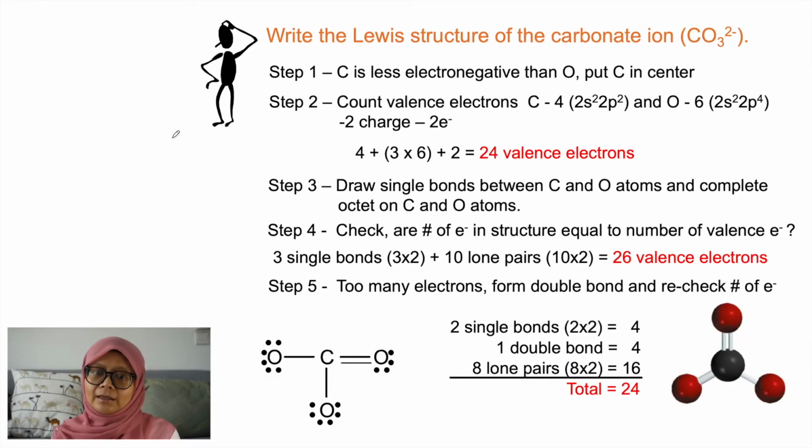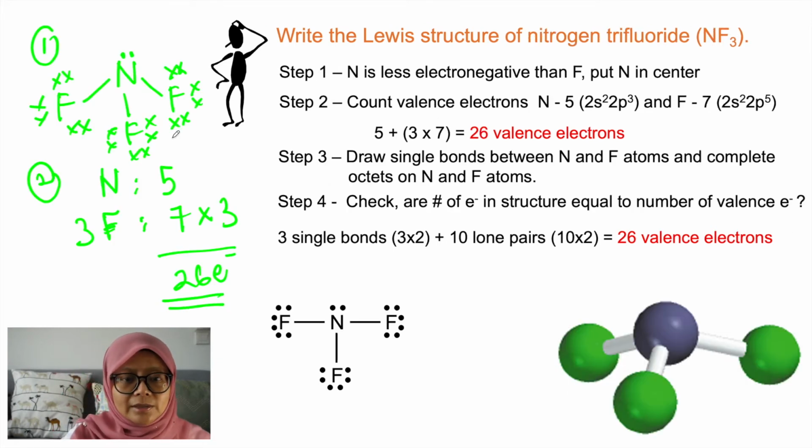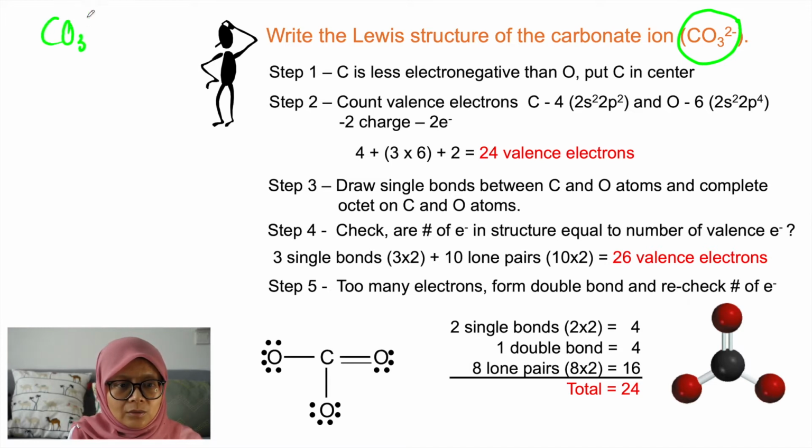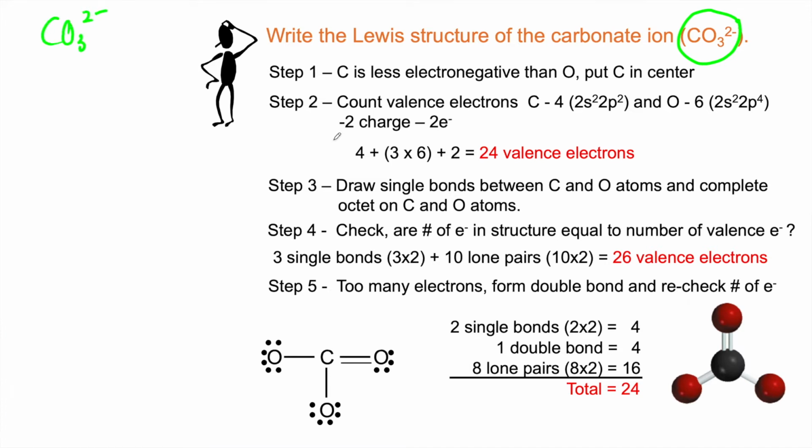Other than that, another example, we have the carbonate ion. So back to this first: we don't have any charge here, so we don't need to add or subtract 1 based on the charge. Here, the second example, we have the carbonate ion. This is an anion, CO3 2-.